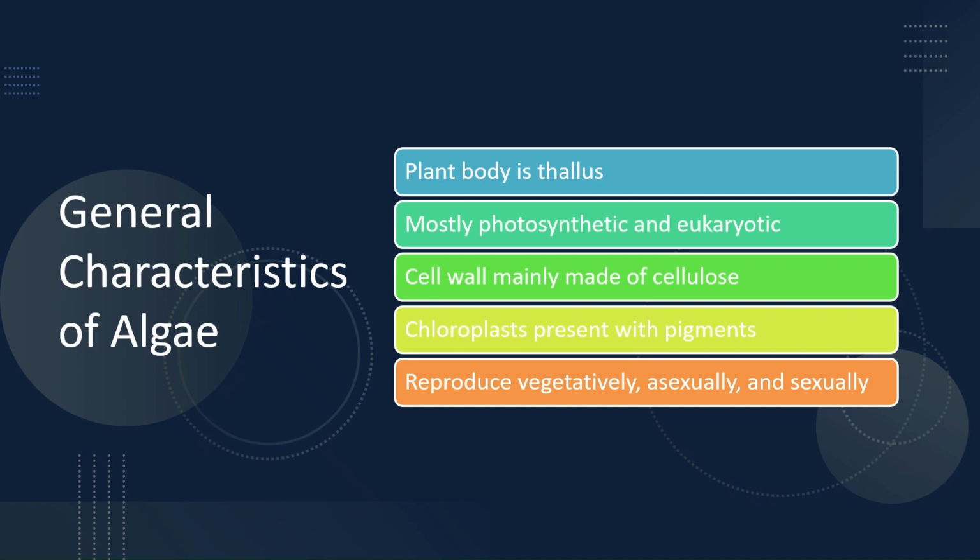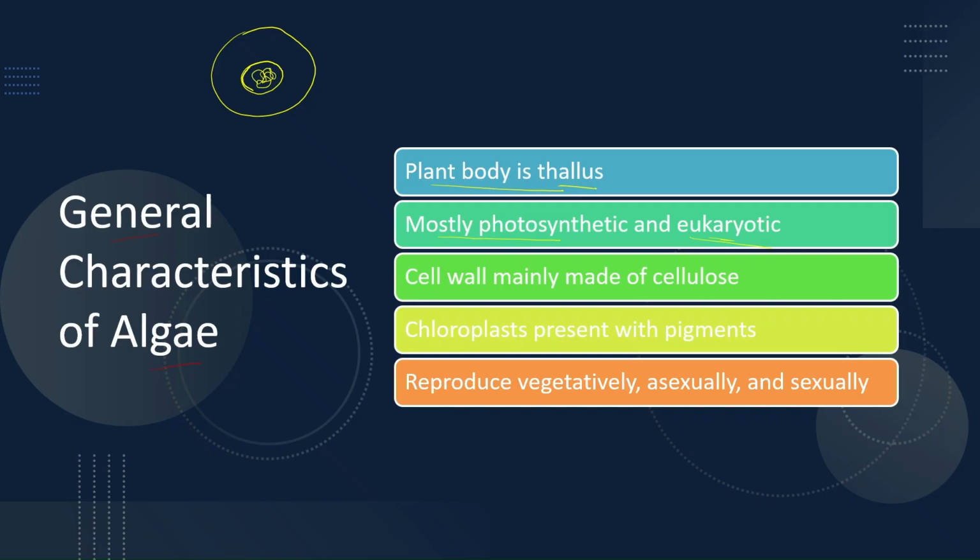General characteristics of algae. As I told, plant body is a thallus structure, means they have no roots, stem, leaves, mostly photosynthetic and eukaryotic. Eukaryotic and prokaryotic. Prokaryotic have no nuclear membrane, so the chromosomal DNA is present in the cytoplasm of the cell. And the eukaryotic means they have a cell membrane. Inside they have a separate nucleus. They have a nuclear membrane.